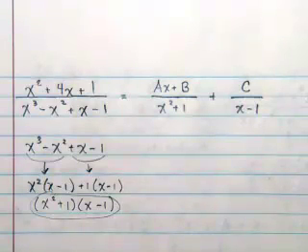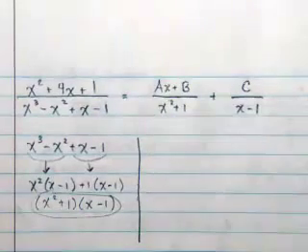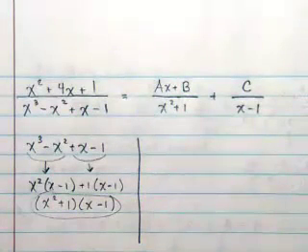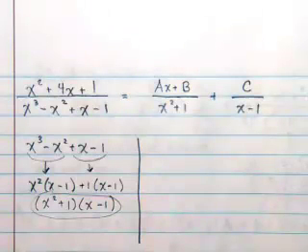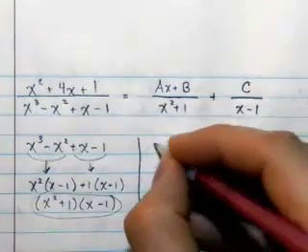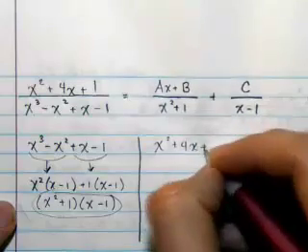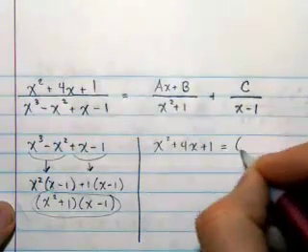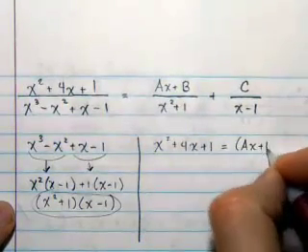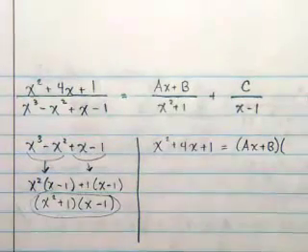Okay, so let's get going then. We got to multiply by the denominator left over then. Okay, so x squared plus 4x plus 1 should equal ax plus b times what?